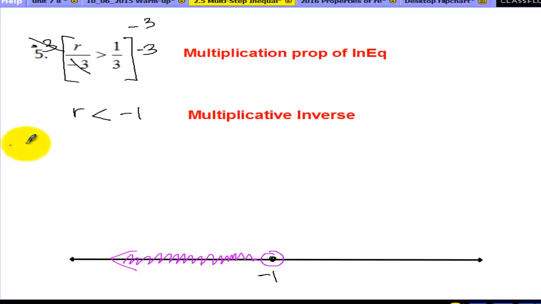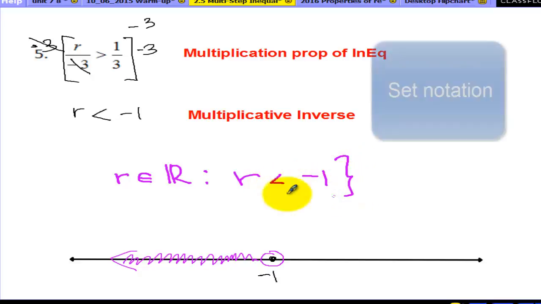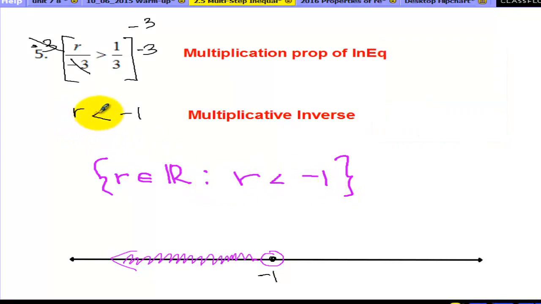In some cases, the way they're going to write the solution set is, since we are using r here as a variable, r is an element of the real numbers such that r is less than negative 1. And this one is in set notation. So this is a fancy way of writing r less than negative 1. It's just telling us that your r here are just real numbers, and we are going to collect all real numbers that are less than negative 1. And that is the solution set of this inequality.